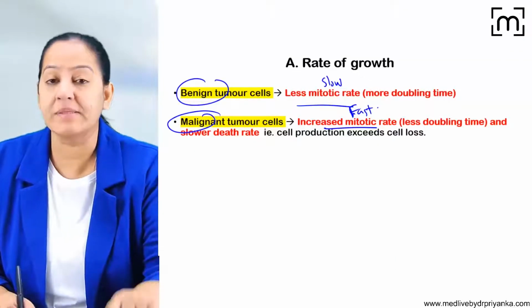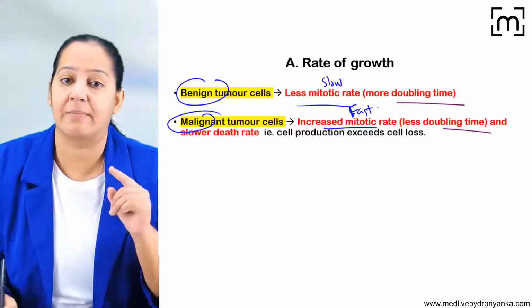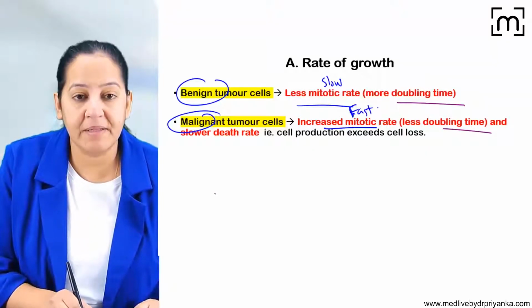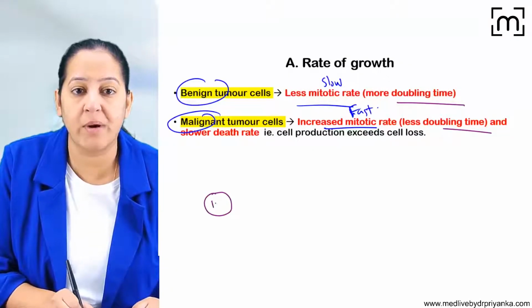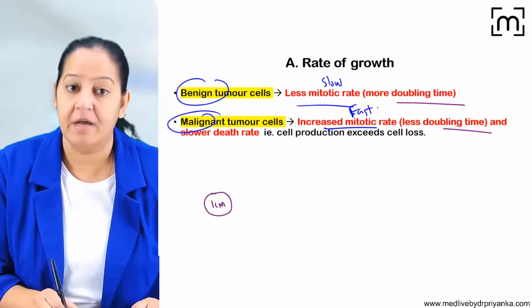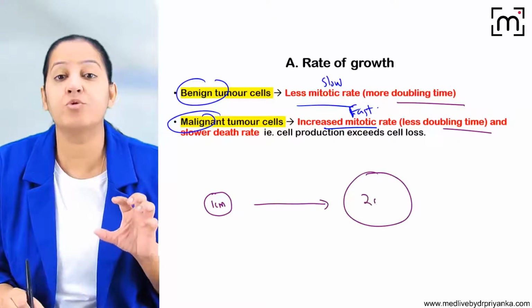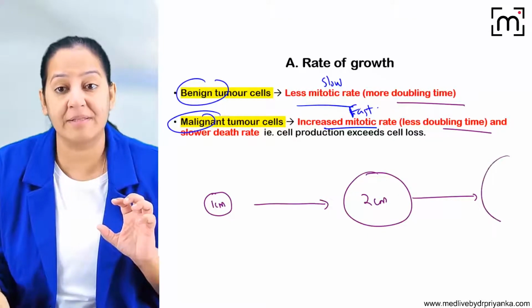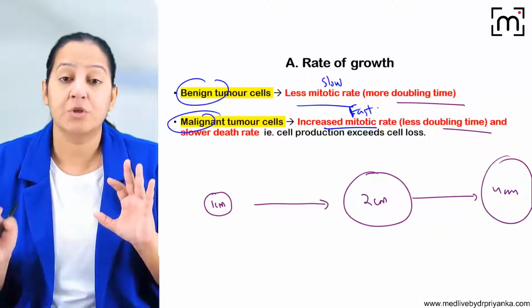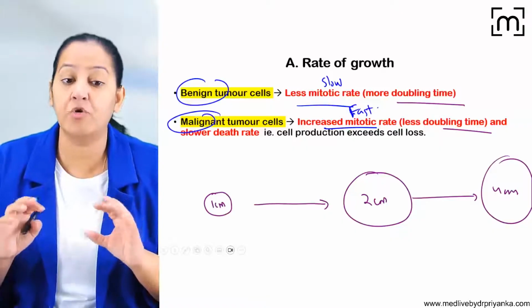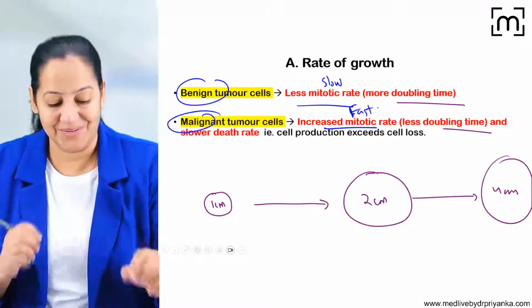Now, please understand a concept here that is doubling time. What do you mean by doubling time? For example, here there is a mass, a tumor that is 1 centimeter in diameter. Now, from 1 centimeter, what is the time required for this tumor to become 2 centimeter? And what is the time required for this tumor to become 4 centimeter? So what is the time required by the tumor to become double in size? That is known as doubling time.